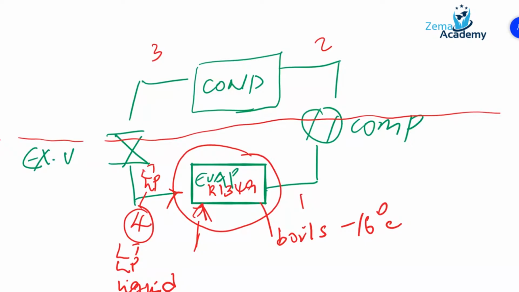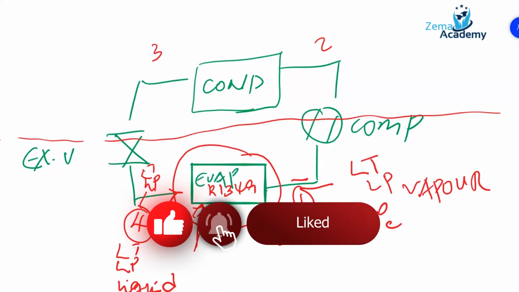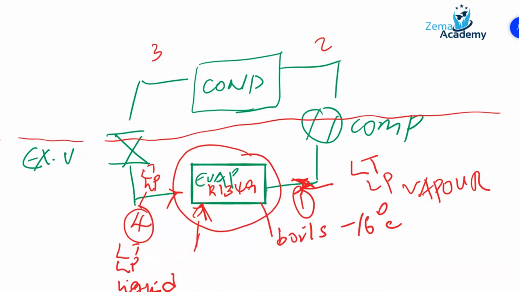So that low temperature and low pressure liquid gets boiled, and when it comes out at point 1, we have low temperature and low pressure vapor. Okay, so at this point, at point 1, we have a low temperature and low pressure vapor. And then we feed it into the compressor.